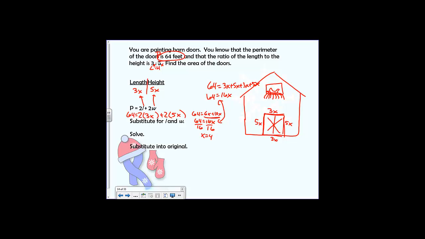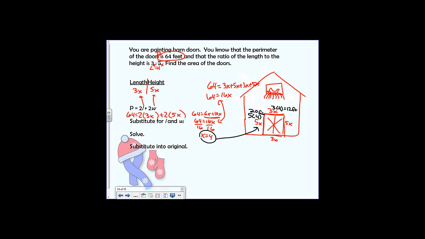So if x is 4, what's my length and what's my width? What do I do with that 4? Plug it in. 5 times 4 gives us 20, and we're talking about feet. And over here, 3 times 4 gives us 12 feet.